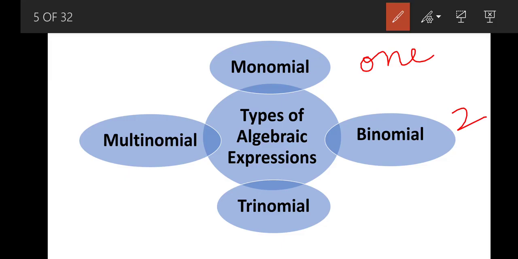Trinomial, what do you mean by trinomial? An algebraic expression having three terms. That is, tri means three. So, it is a trinomial. And multinomial, an algebraic expression having two or more terms is called a multinomial. I hope the types of algebraic expressions are clear to you. First one is monomial having one term, binomial having two terms, trinomial having three terms, and multinomial having two or more than two terms comes under the category of multinomial.